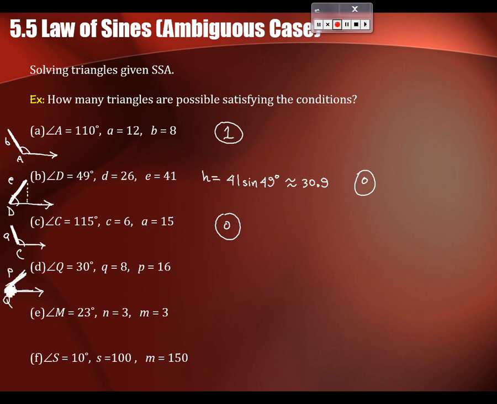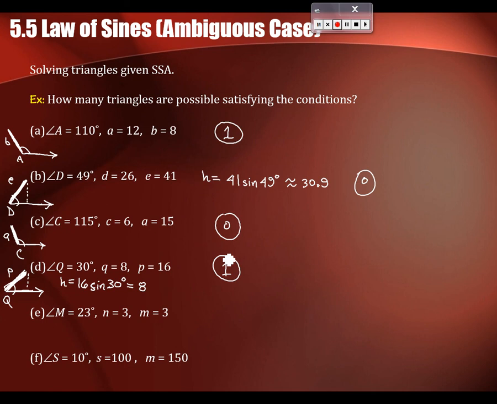Tell me what's going on, somebody. It's a 30-60-90 triangle, so it's going to make 1. Yeah, and this is 8 units long, which is also the height, right? So there is only one triangle, and it's a right triangle. Do you see how this works?